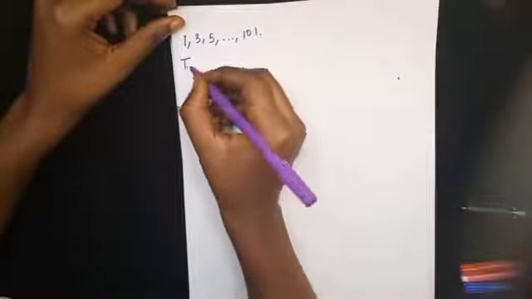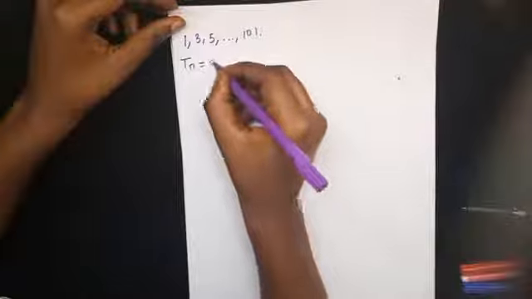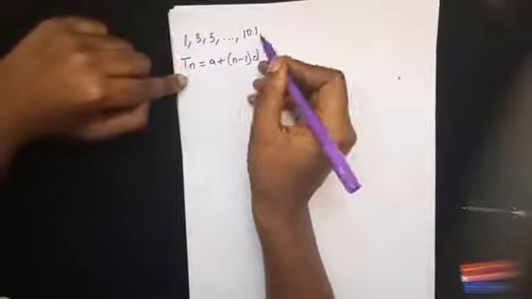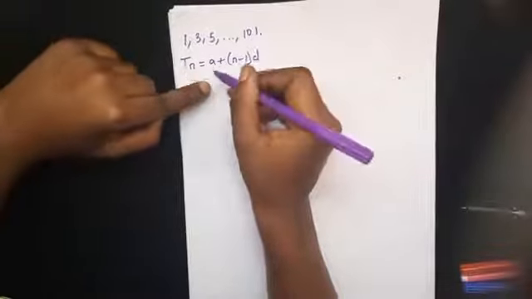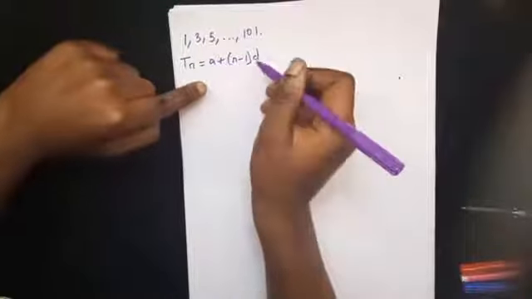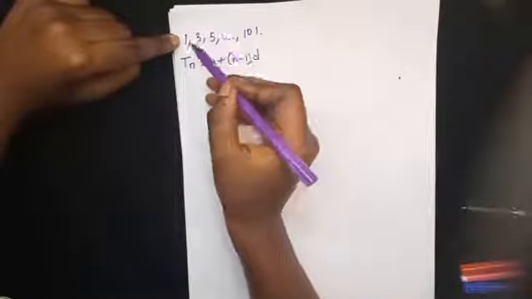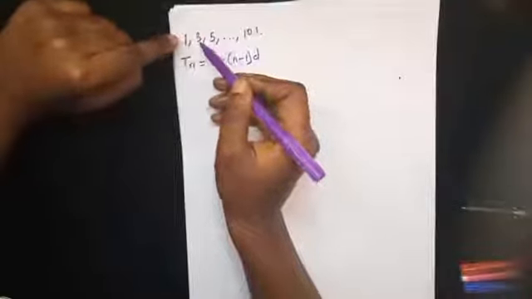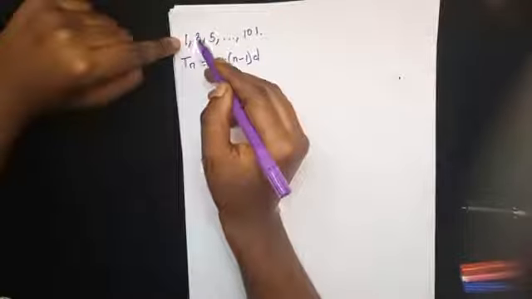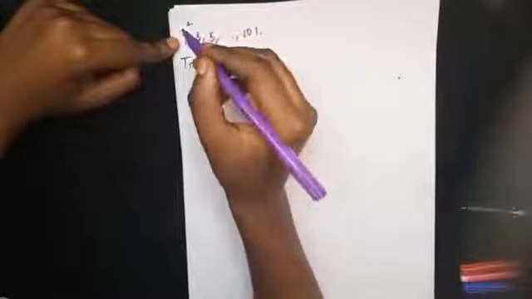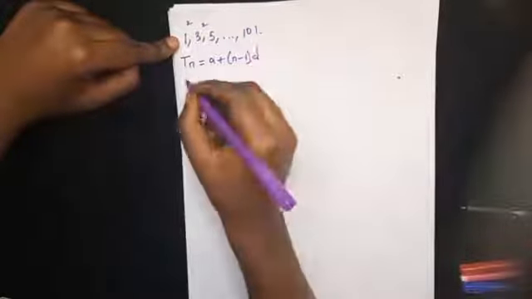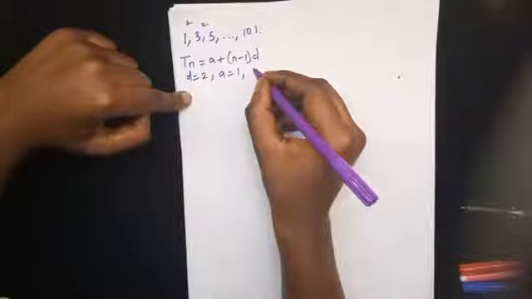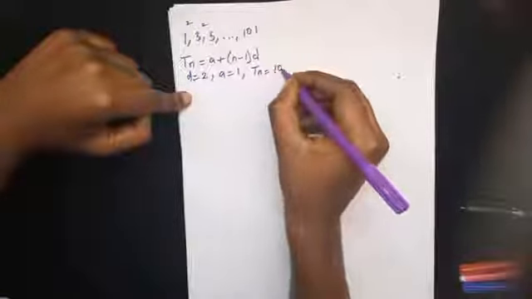So looking for what term that is, remember our formula Tn equals a plus (n minus 1)d. Since I know the value for the nth term, which is 101, I know a, which is 1, and d, the common difference. That is the difference between the second and the first term, or the third and the second term. So 3 minus 1 is 2, 5 minus 3 is 2, which makes the common difference 2. So d equals 2, a equals 1, and Tn equals 101.